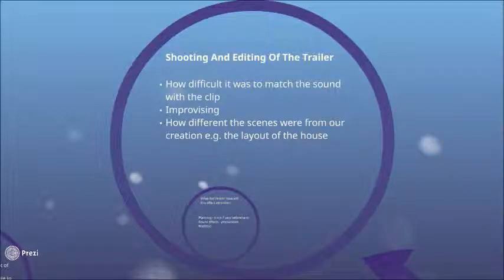So how different the scenes were from our creation. For example, the layout of the house. So the layout of the house on the Annabelle trailer, that was very difficult to match because we don't have an exact replica of that house. So we kind of had to make use of what we had, e.g. improvising. So using the school or someone else's house, for example Riona's, we had to use that in certain cases, and I think we did quite well in improvising in that way.